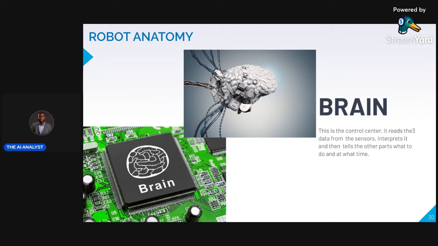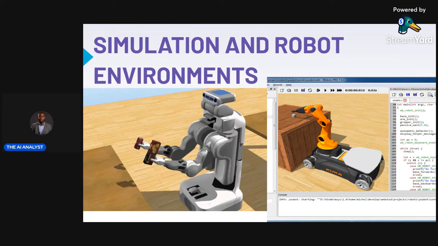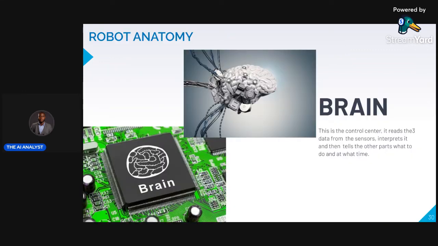Now, this is the control center. It reads the data from the sensors, interprets it, and then tells the other parts of the robot what to do and at what time. Now, this is the powerhouse of the robot. The same way I showed you the image of your eyes and your ears that take the signal and send it to either the auditory nerve or the optic nerve to the brain, and your human brain interprets this information, then tells your body to move or stay calm or run.